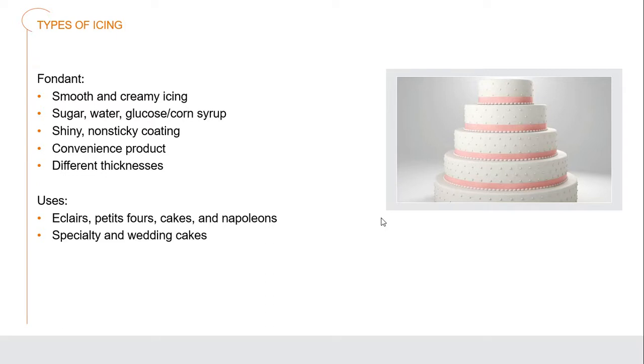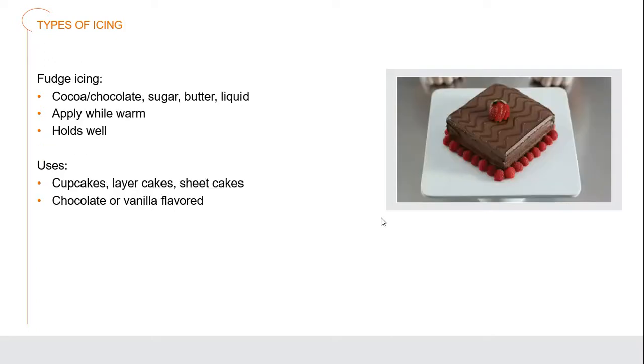It's definitely a convenience type of product. You can actually have it in different kinds of thicknesses to create that shell and that wonderful edge and nice finish to a cake. So this is something that works well on things like eclairs or petit fours, for cakes and Napoleons where you have layers, and for things like specialty cakes and wedding cakes. This is very popular, gives a very professional edge to it.